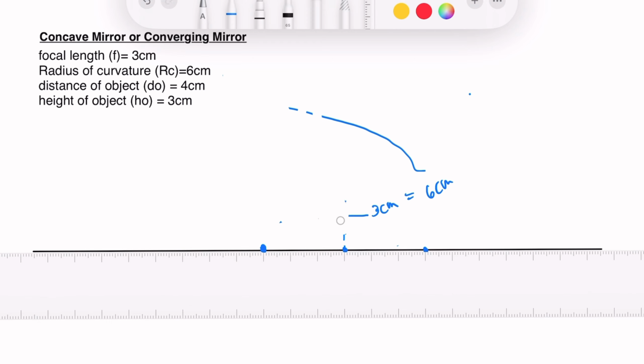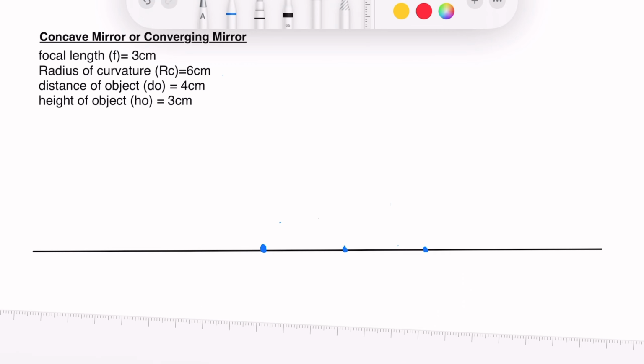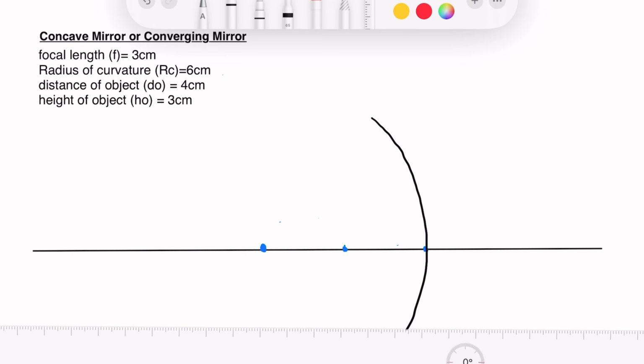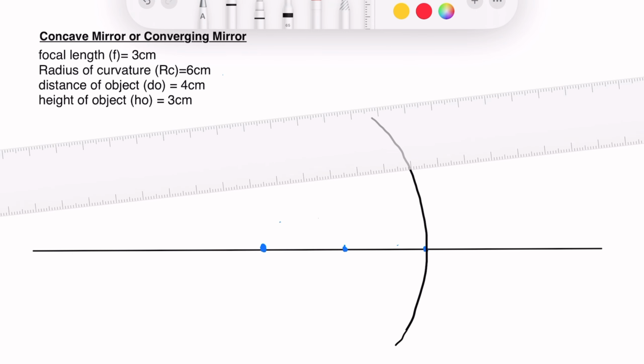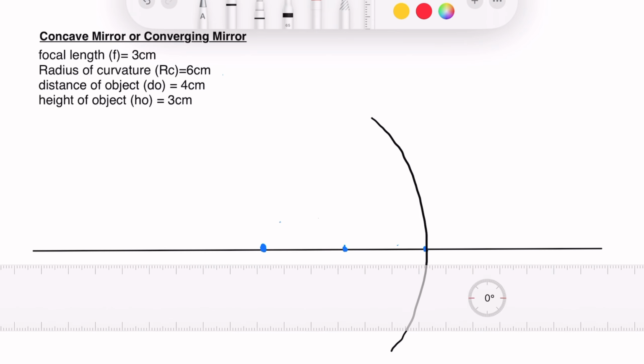Once you have these three important points, the vertex, the focal point, and the center of curvature, you can now draw your concave mirror. So let's have a simple drawing of the concave mirror here. You may use the value of the radius of curvature so that you can draw your concave mirror perfectly. Okay, so that's my concave mirror.